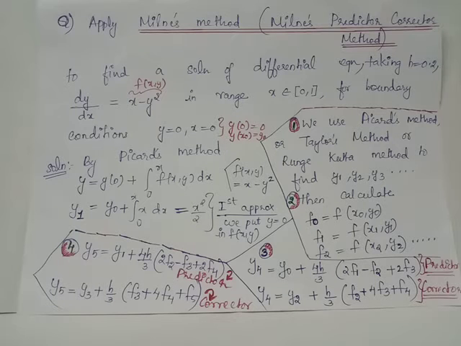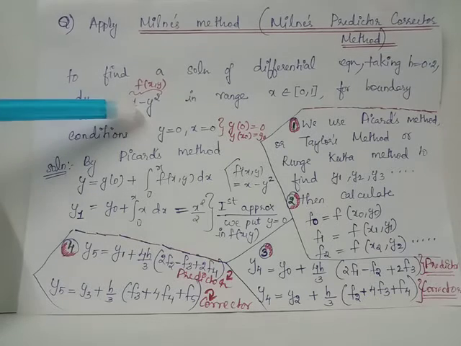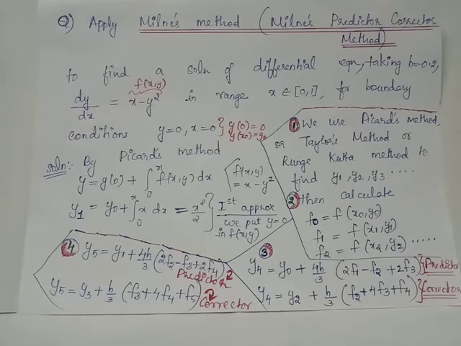Let us solve a problem using Milne's predictor corrector method. We are asked to solve the differential equation dy by dx equals x minus y square in the range x belongs to the closed interval 0, 1. We are asked to take step size h equals 0.2, and we have the initial condition y of 0 equals 0, that is y equals 0 and x equals 0, which is of the form y of x naught equals y naught.